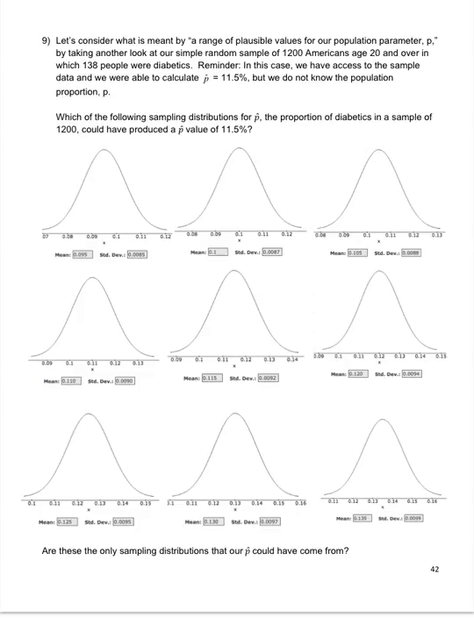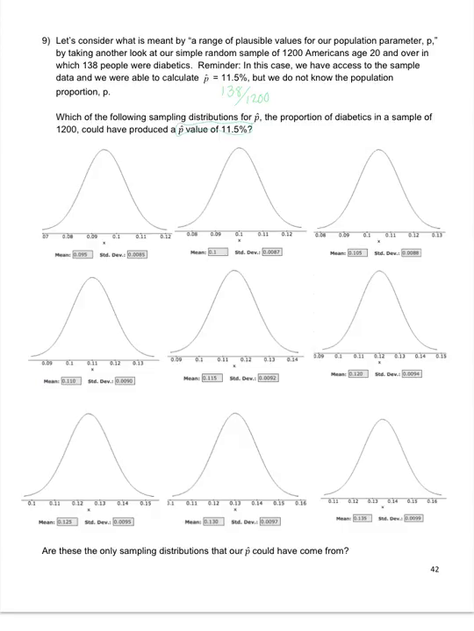Okay, so let's consider what is meant by a range of plausible values for a population parameter p by taking another look at our simple random sample of 1,200 Americans aged 20 and over, in which 138 people were diabetics. Reminder, in this case, we have access to the sample data, and we were able to calculate p hat, which is 11.5%, and that came from taking 138 and dividing by 1,200. But we don't know the population proportion p. So the question is, which of the following sampling distributions for p hat, the proportion of diabetics in a sample of 1,200, could have produced the p hat value of 11.5%?